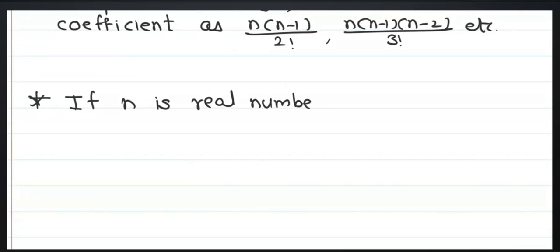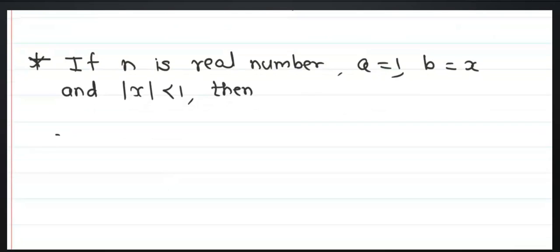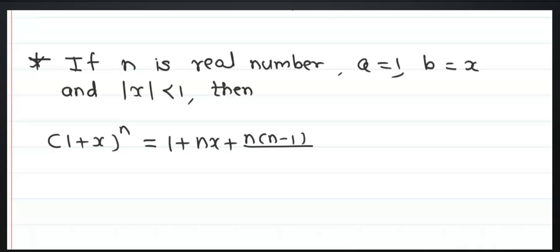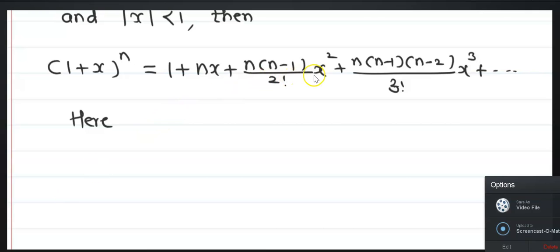If n is a real number, a is equal to 1, b is equal to x, and mod of x is less than 1, then this is the formula. (1 plus x) raised to n is equal to 1 plus nx plus n into n minus 1 upon 2 factorial into x square plus n into n minus 1 into n minus 2 upon 3 factorial into x cube plus and so on.